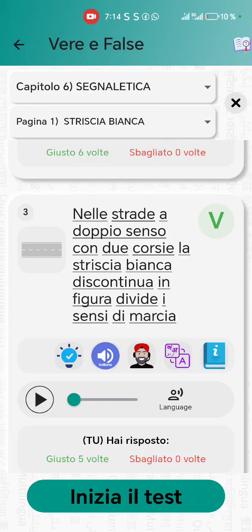Number 3 says, nelle strade a doppio senso con due corsie la striscia bianca discontinua in figura divide i sensi di marcia. So we all know that once this line is on the road, it divides the sense of movement, the way vehicles transit. If it is doppio senso di circolazione, if it is a two-way road, cars will come from the opposite direction, you will see them going the other direction.